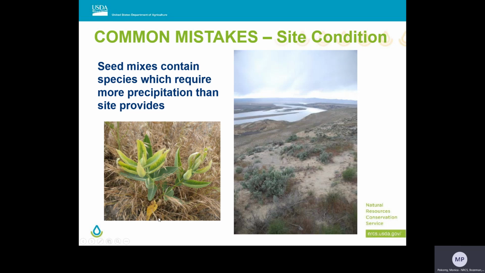So one of those common mistakes is that we might pick a species for the mix that isn't expected to thrive in the environment where it's planted. For example, a seed mix that contains species that require more precipitation than the site can provide. And one example of this might be planting orchard grass in an arid rangeland setting for improving forage.